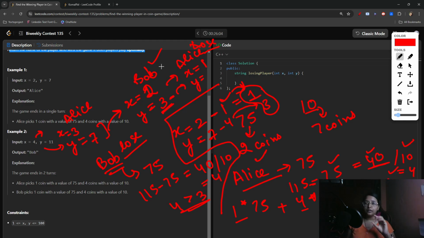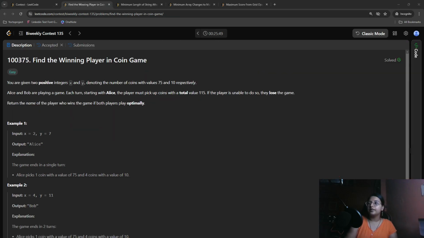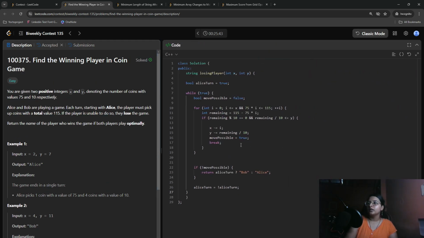Now we will first implement this, and then after that I'll let you know about the time complexity and space complexity. So I have already implemented the same. I'll share that window. Here's the one. So here is the implementation part.